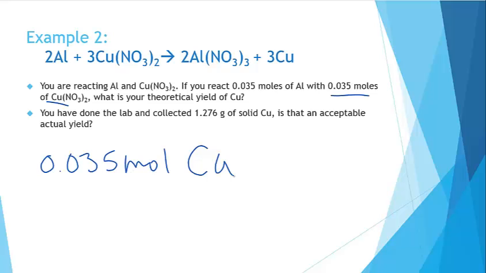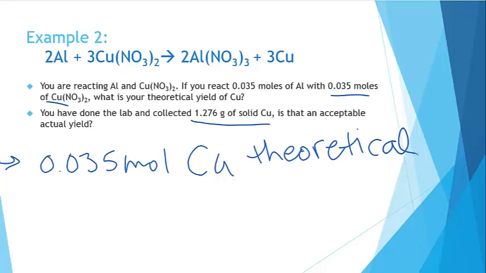Okay, now we're going to extend this problem here. You've done the lab and you collected 1.27 grams of solid copper. Is that an acceptable actual yield? So what you're going to do is compare what you calculated, this is your theoretical, to what you actually did, what you actually made. Okay, now in order to compare them, you have to have them in the same unit, of course.